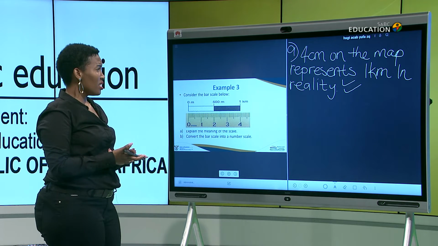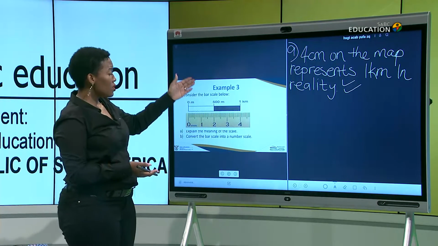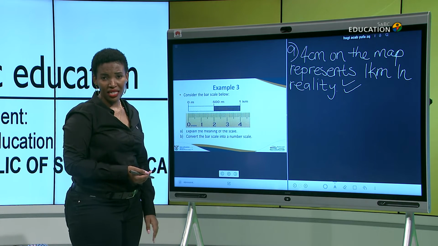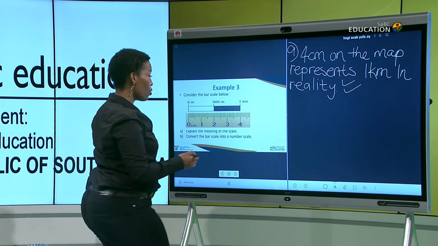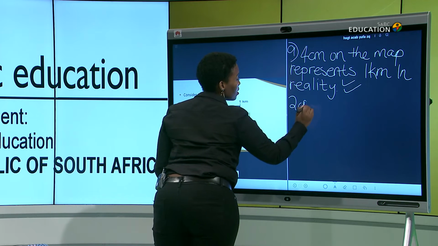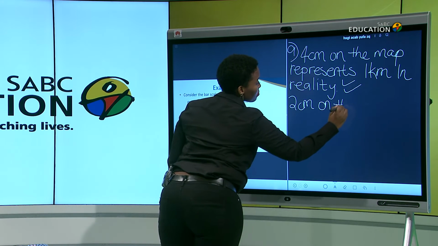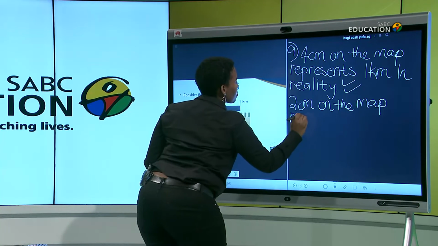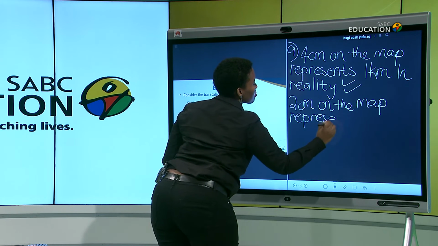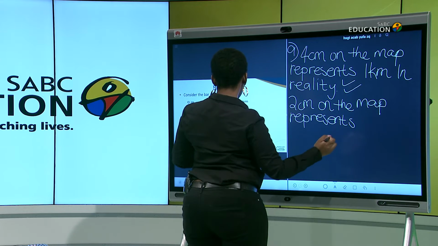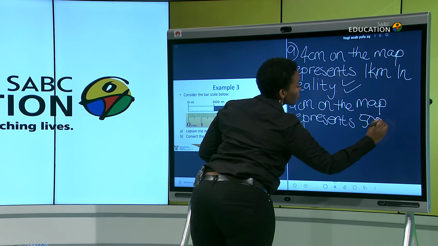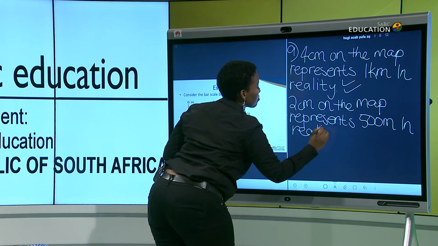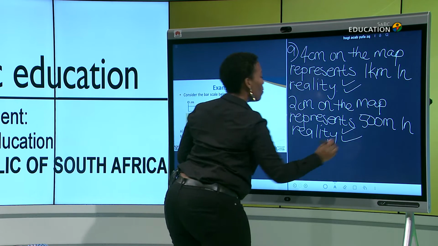Or someone else can say, no, ma'am, I want to say 2 centimeters on the map represents 500 meters in reality. That is also still correct. So you can say 2 centimeters on the map represents 500 meters in reality. You will still get your 2 marks.